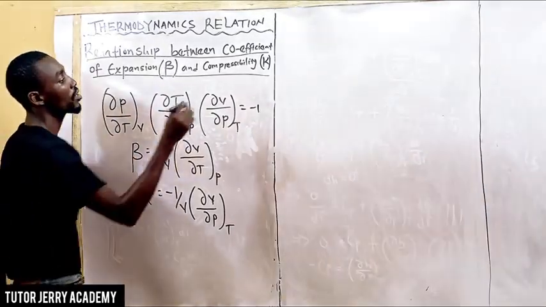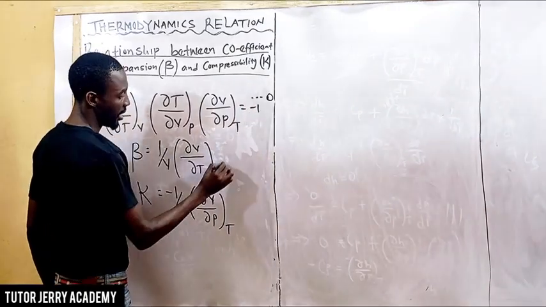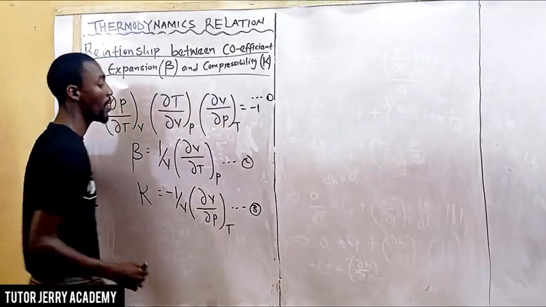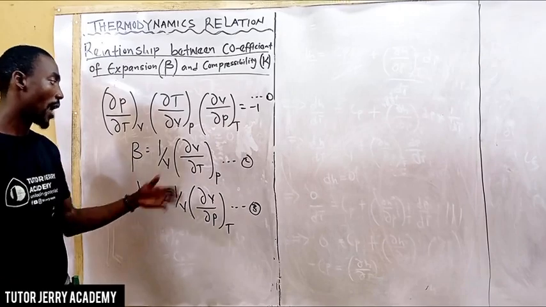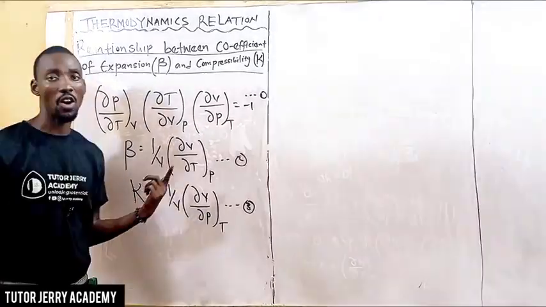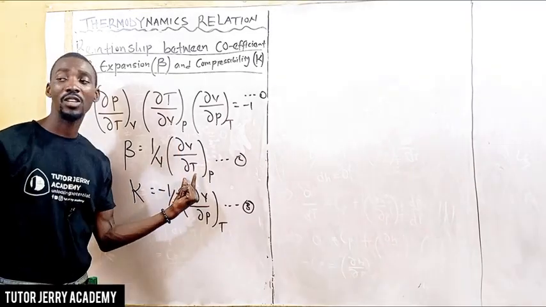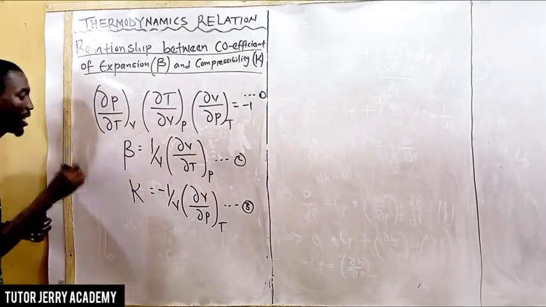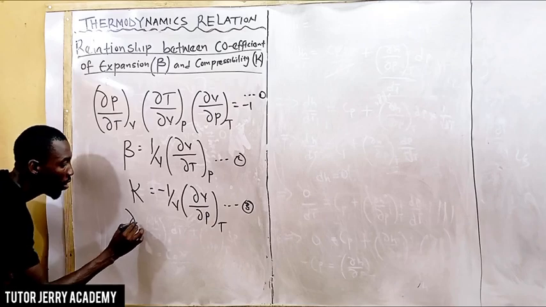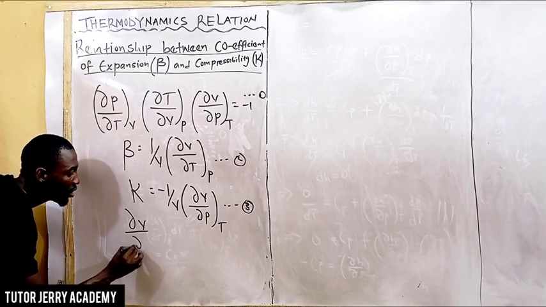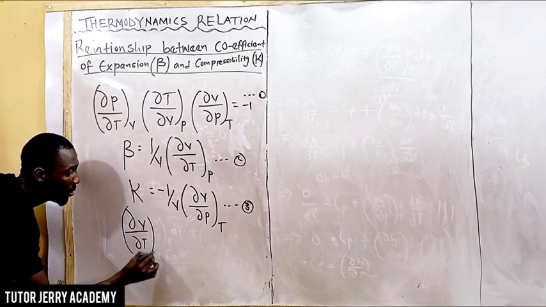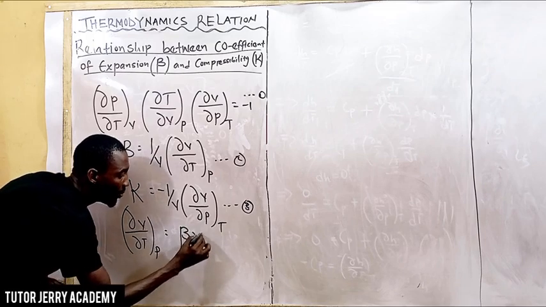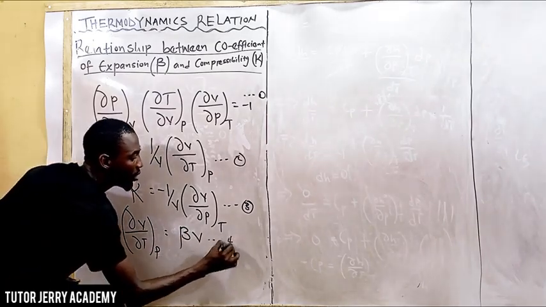All right, so let's call this equation number 1, this equation number 2, and this equation number 3. From equation number 2, I'm going to make the partial derivative of V over the partial derivative of T, keeping P constant, the subject. If I do that, I'm going to have the partial derivative of V over the partial derivative of T, keeping P constant, equal to beta V. Let's call this equation number 4.